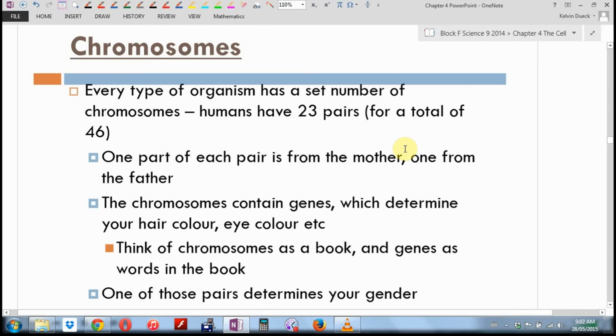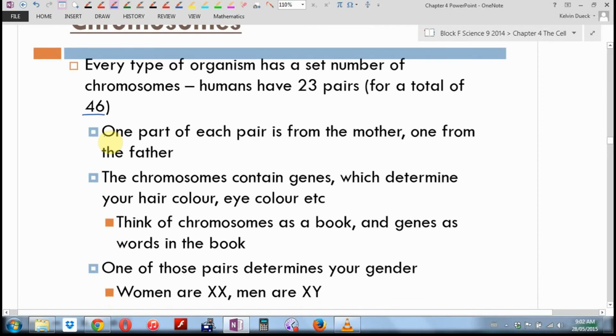Every type of organism on Earth, whether it's a plant, a bug, an animal, or a human, has a set number of chromosomes. Humans have 23 pairs for a total of 46. There's a website, you may have heard ads, called 23andMe, where you can have your DNA checked for possible hereditary diseases. Where does the number 23 come from? 23 chromosomes from parent 1, your mom, and 23 chromosomes from parent 2, your dad. So one part of each pair is from the mother, and one part of each pair is from the father.